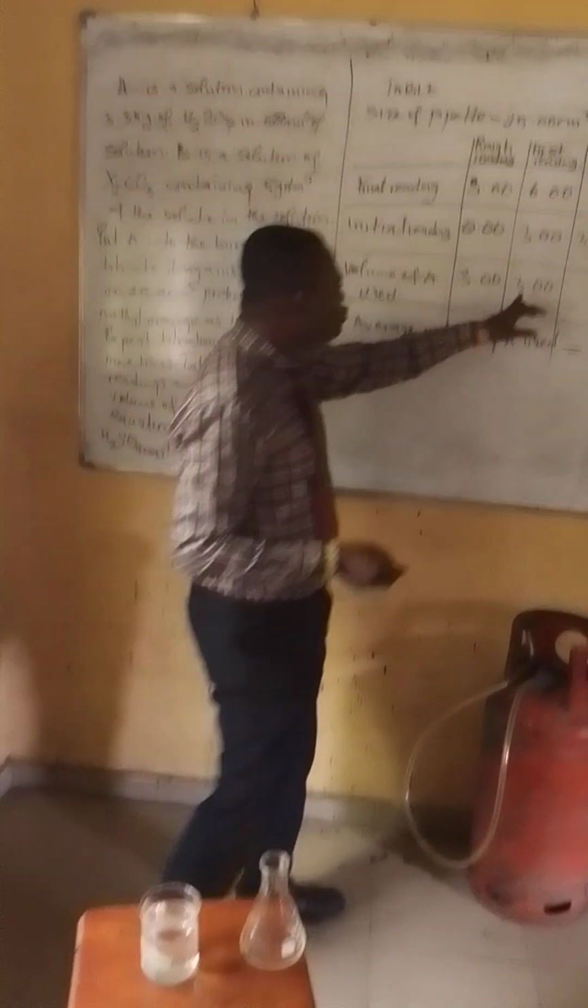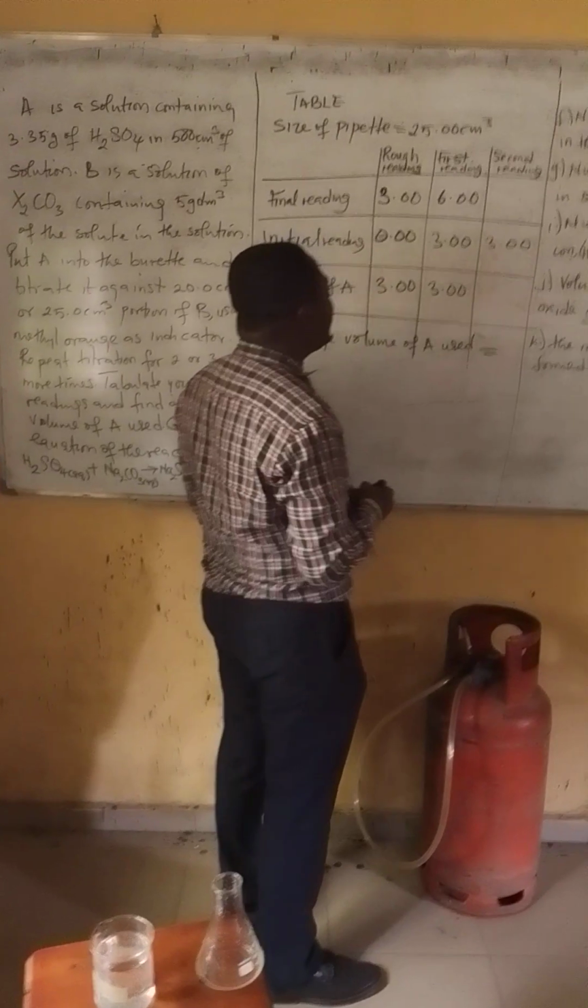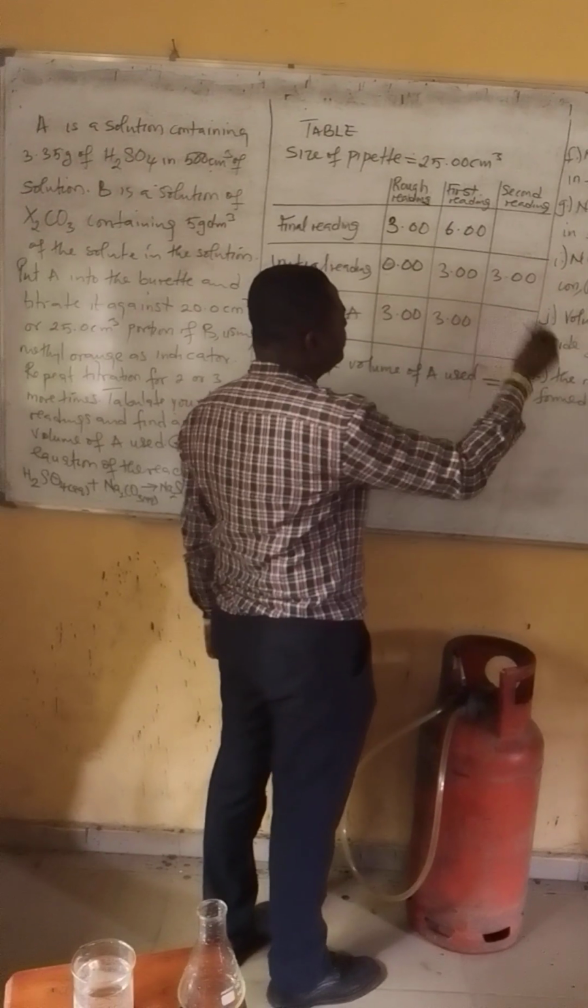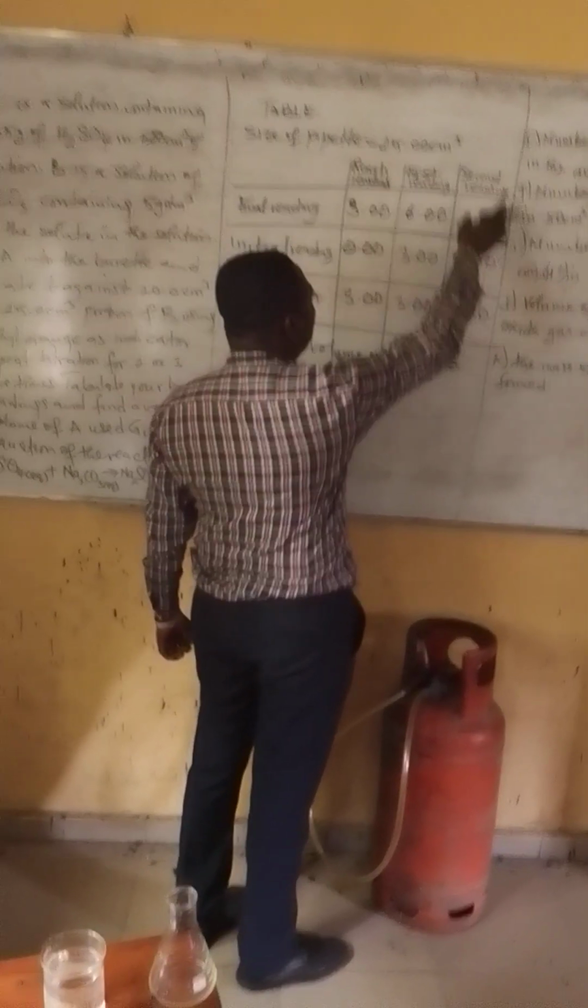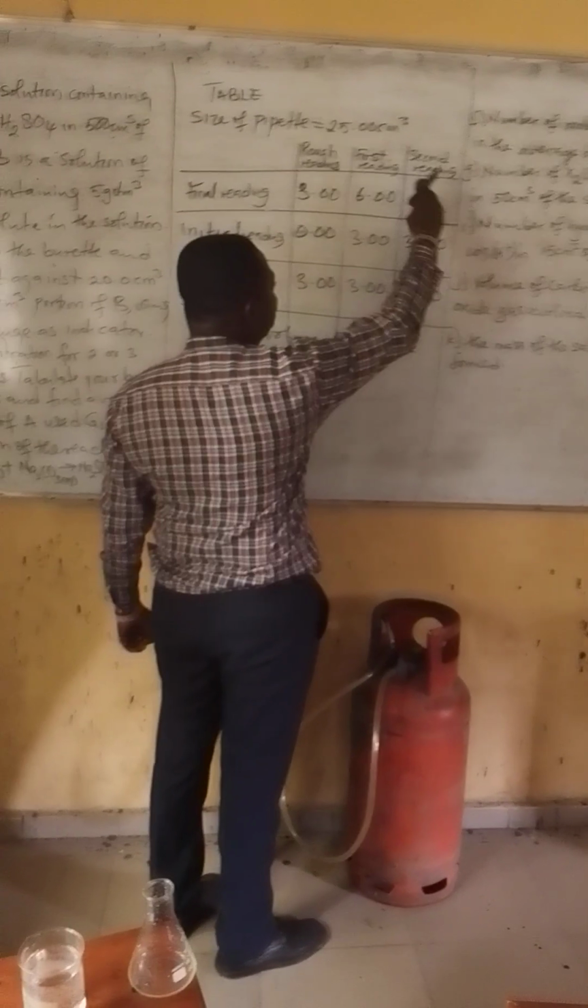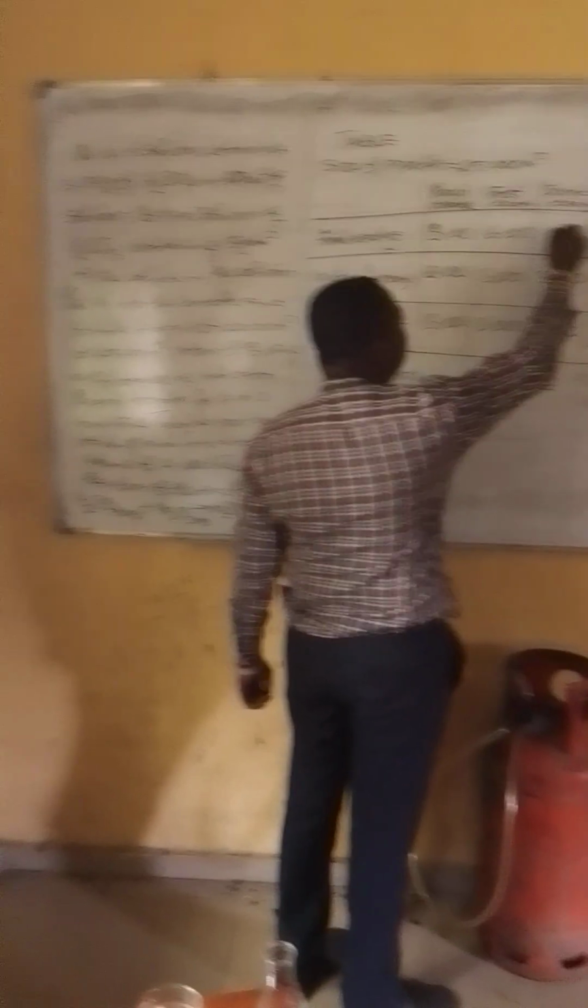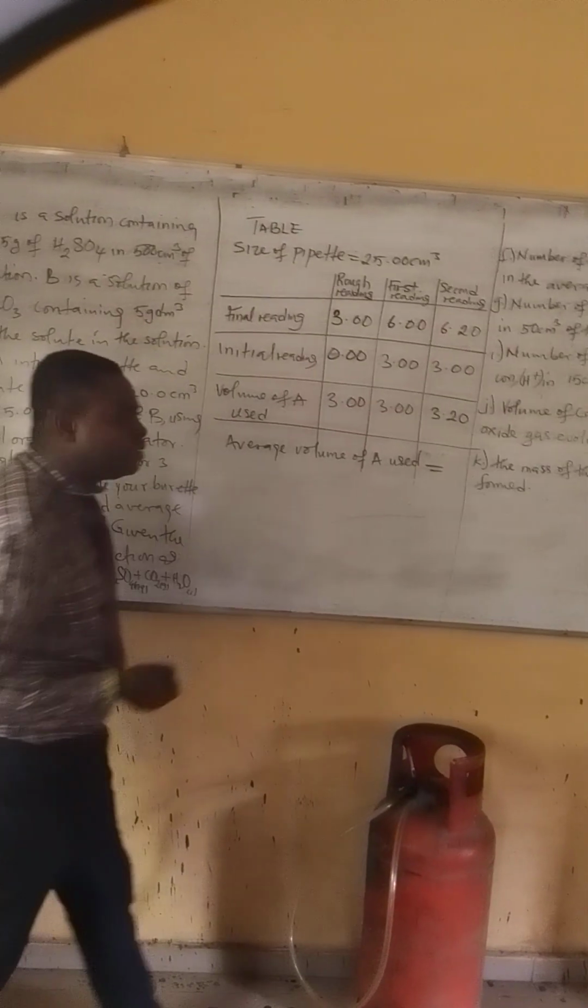So if I add 0.2 to this number, what will I have? I will have 3.20. So what number will I put here? So if I add these two numbers together, I have 6.20. So that's how to manage your table.